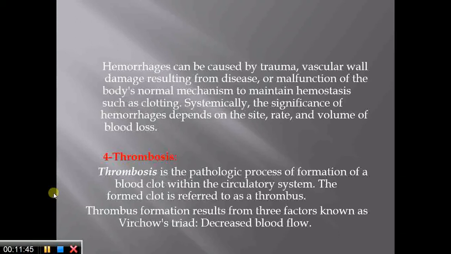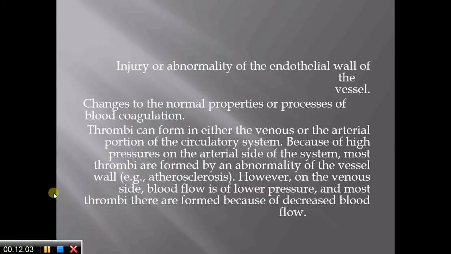Thrombosis. Thrombosis is the pathologic process of formation of a blood clot within the circulatory system. The formed clot is referred to as a thrombus. Thrombus formation results from three factors known as Virchow's triad: decreased blood flow, injury or abnormality of the endothelial wall of the vessel, changes to the normal properties or processes of blood coagulation.